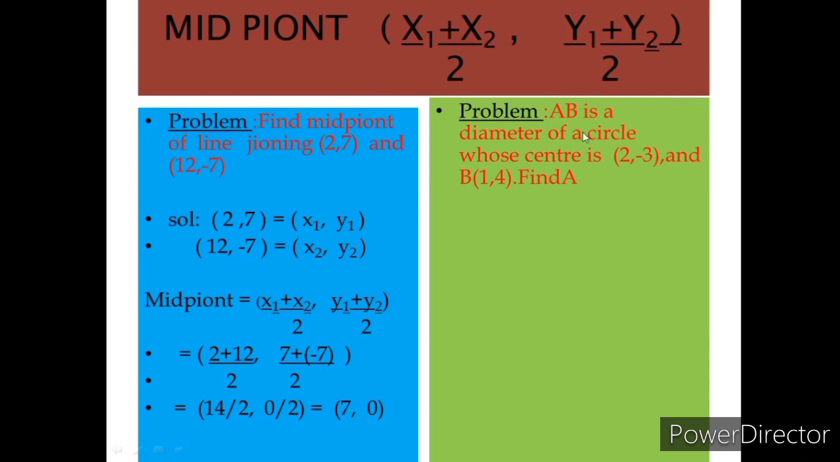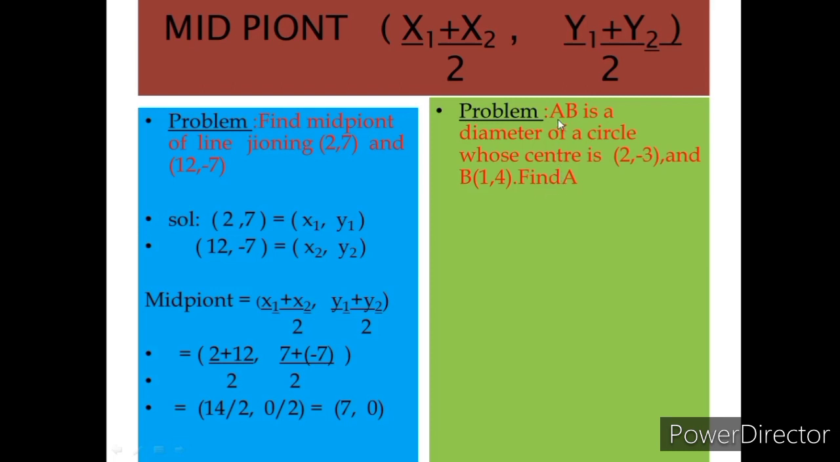Come to here, read out the problem. AB is a diameter of a circle. Here the concept depends on the circle. So you can find a circle. In that circle you have to identify the diameter. Diameter means the chord which is passing through the center. That means diameter is always passing through the center. Whose center is, what are the coordinates of the center? 2 comma minus 3. And B, what is B? Here AB is a diameter. That means B is one endpoint of the diameter. Find A. What is A?